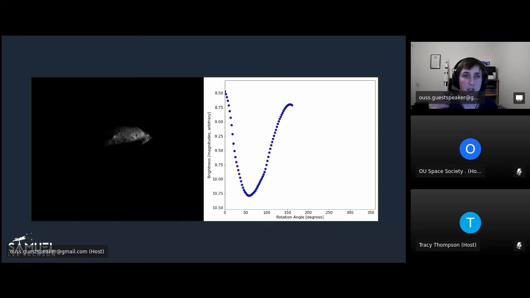This means that these rotational brightness variations, what we call light curves, give us information about the shape of an object and how fast it's rotating. And if we observe these light curves over loads of different orientations, we can actually build up a picture of what that asteroid looks like.